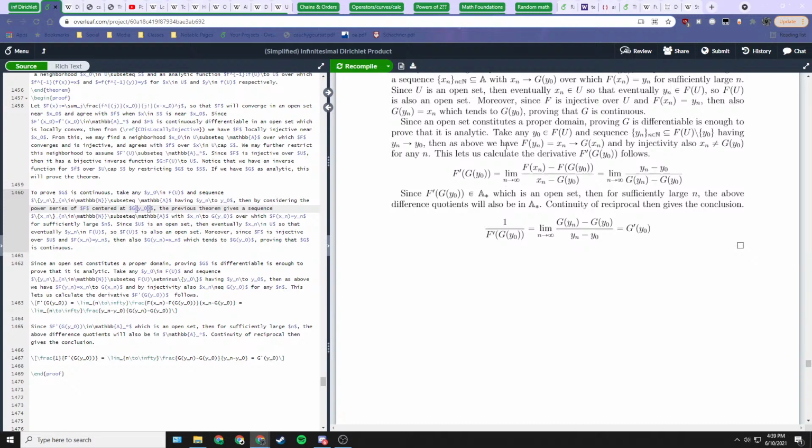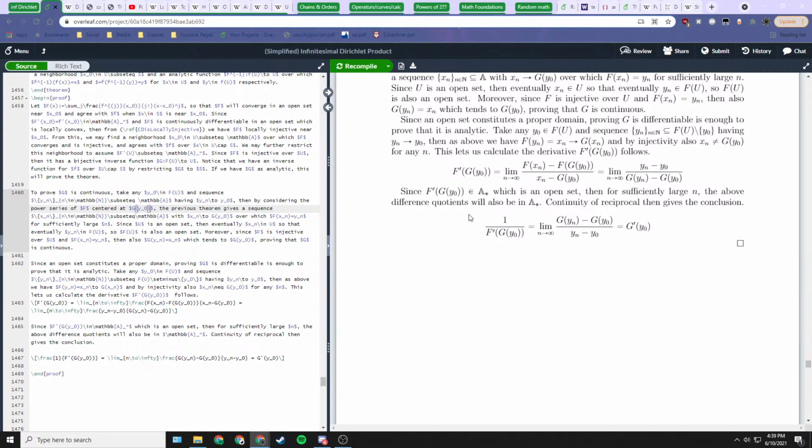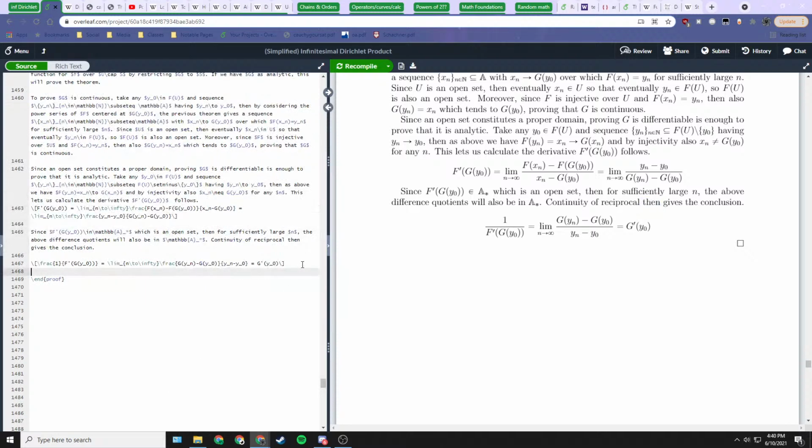So this is this. Since this derivative is in A star, which is an open set, for sufficiently large n, the difference quotients will also be in A star. So continuity of reciprocal then gives the conclusion, so we just reciprocate this, and we get this. But this is just the definition for g prime of y0. And that's it. So our inverse function is differentiable in an open set, which makes it analytic.